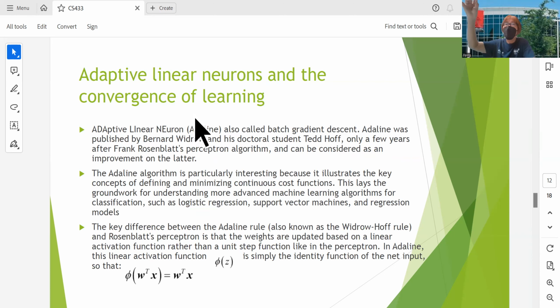So that's why the improvement on perceptron is adaptive linear neurons. For the adaptive linear neuron, the learning will converge. Adaptive linear neuron, so Adaline. Adaline, we also call it batch gradient descent. It was published by Bernard Widrow and his doctoral student Ted Hoff, a few years after Frank Rosenblatt's perceptron algorithm. And it does some improvement.